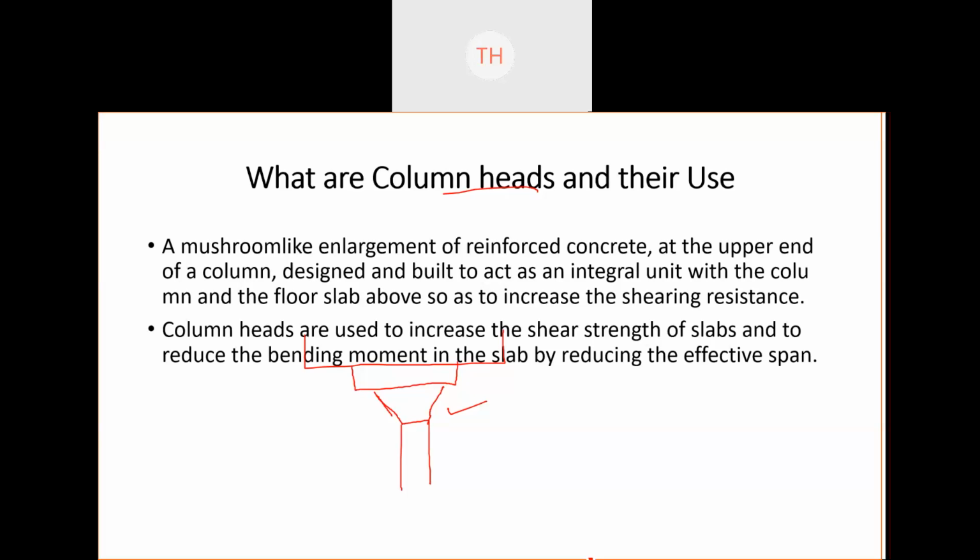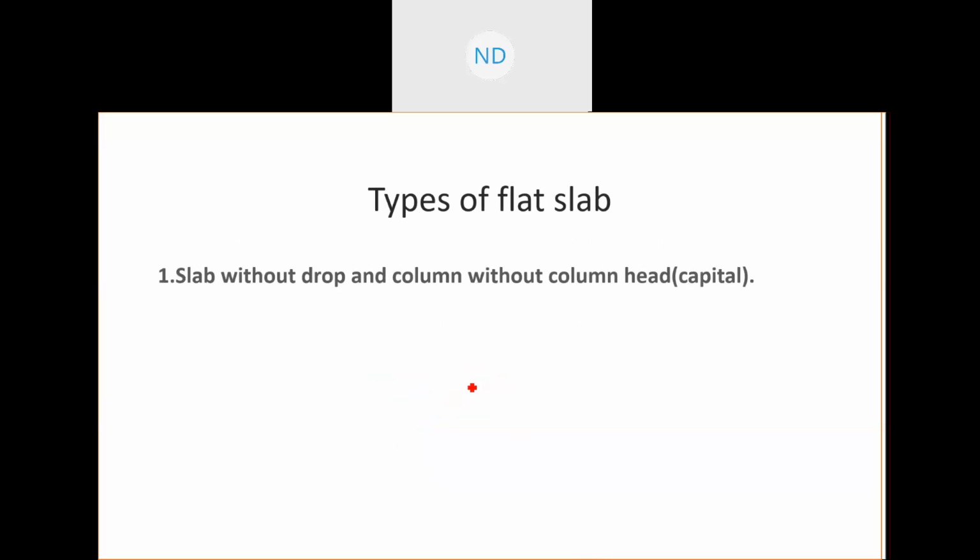Now if we go to the next point, we will see what are the types of flat slabs. How many types of flat slabs are there? The first one, if we see, is the slab without drop and without column head.